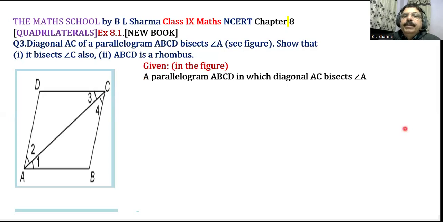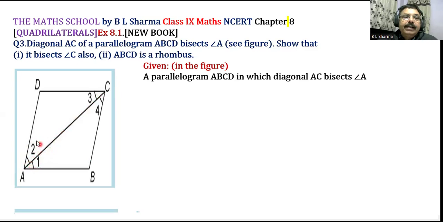What is given? A parallelogram ABCD in which diagonal AC bisects angle A. Bisect means divide into two equal parts. Means angle number 1 is equal to angle number 2. AC is diagonal of parallelogram ABCD.